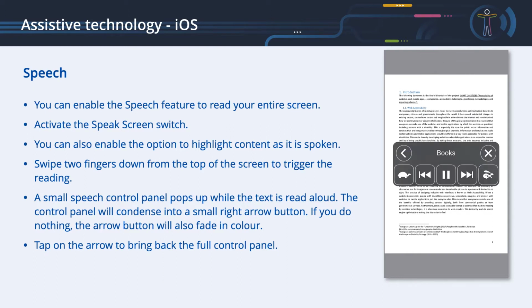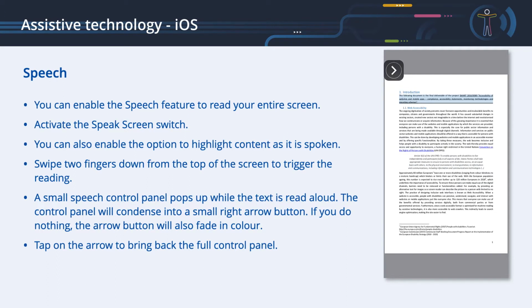A small speech control panel pops up while the text is read aloud. "1. Introduction. The following document is the final deliverable of the Project Smart 2016/0089." The control panel will condense into a small right arrow button. If you do nothing, the arrow button will also fade in color. "1.1. Web accessibility. The ongoing digitization."